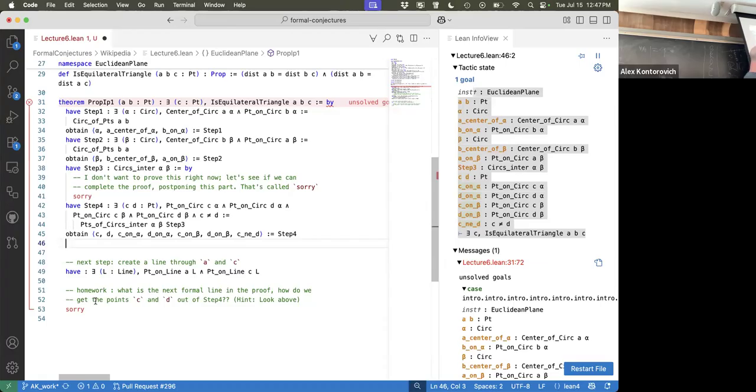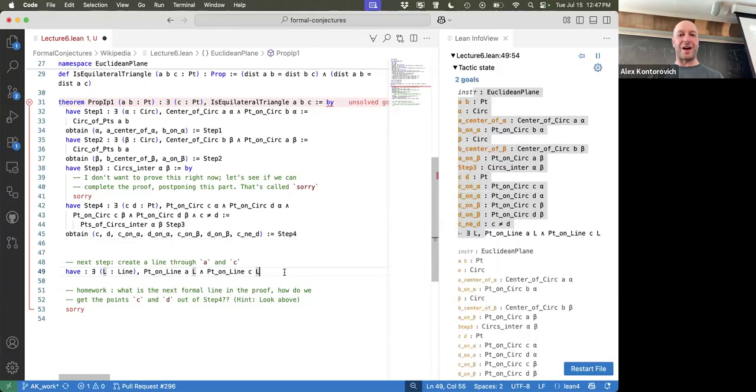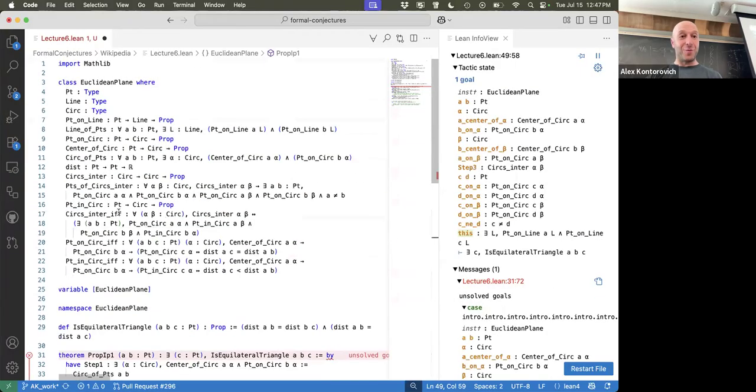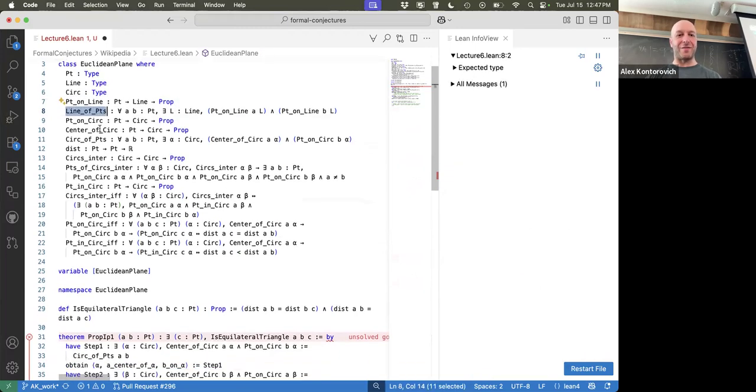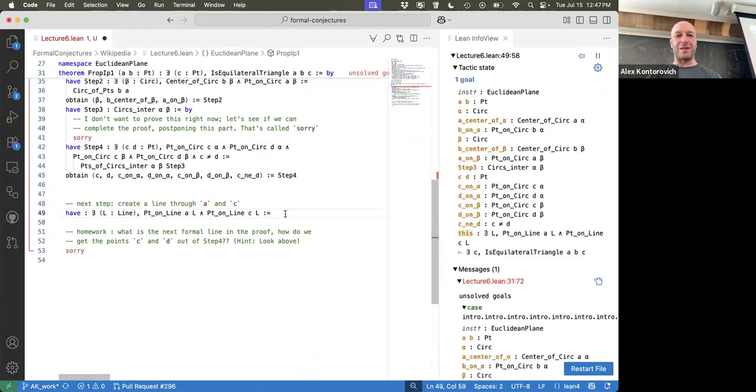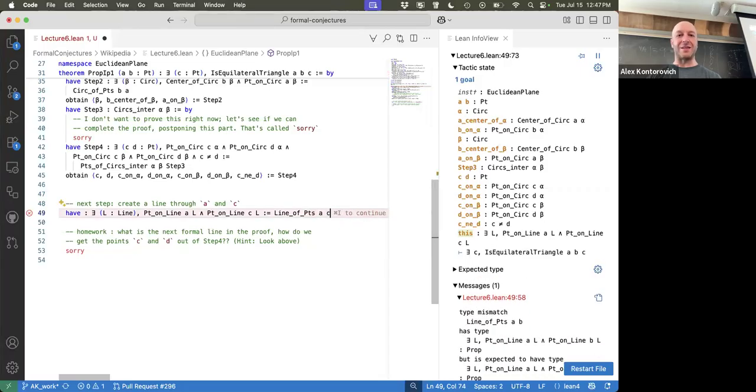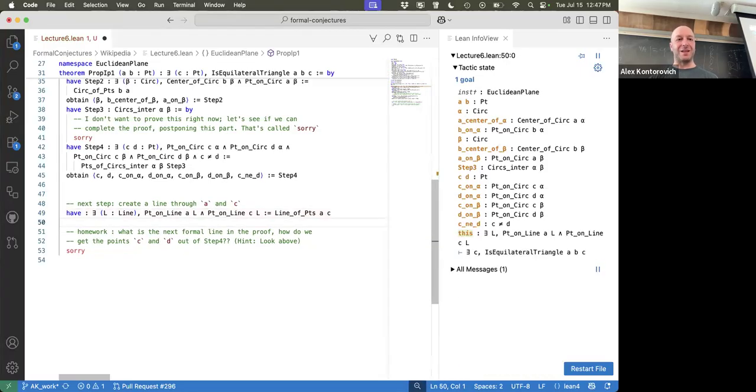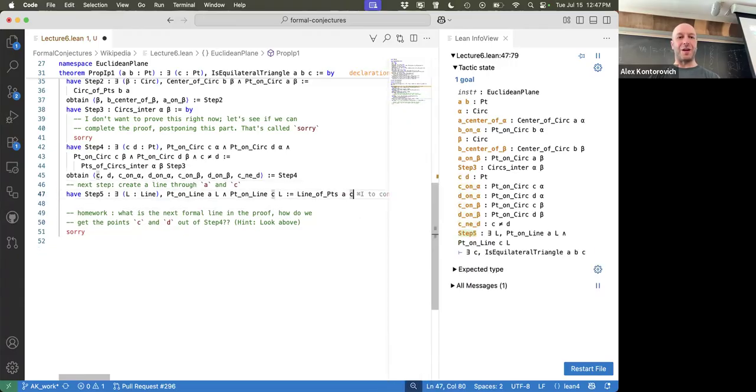So let's see. Sayuri was telling us that there exists a line L with A on L and C on L. Why is that true? What's the proof of this fact? Postulate 1. Postulate 1 was called line of points: if you give me 2 points, there is a line that has those 2 points. So this is by line of points, and I have to give it A and C. Okay, so let's call this step 5: create a line through those 2 points.